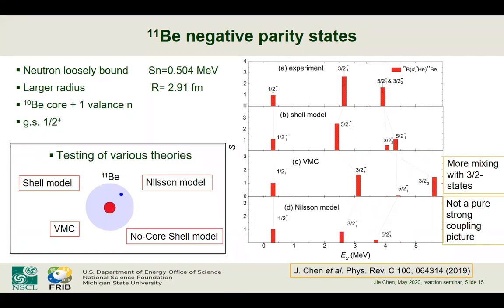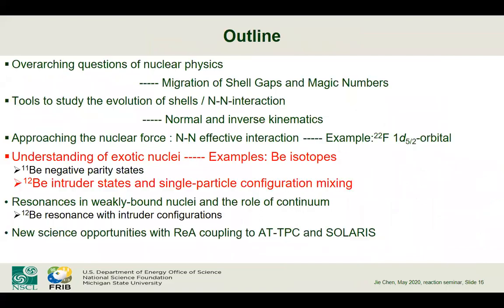So after looking at beryllium-11, the immediate question goes to beryllium-12, with one more neutron outside the beryllium-10 core. The question is, what are the single particle configurations of the low-lying states of beryllium-12? Now, using the beryllium-12 intruder state, I will show you how we study the single particle configuration mixing within the 0+2 state of beryllium-12.